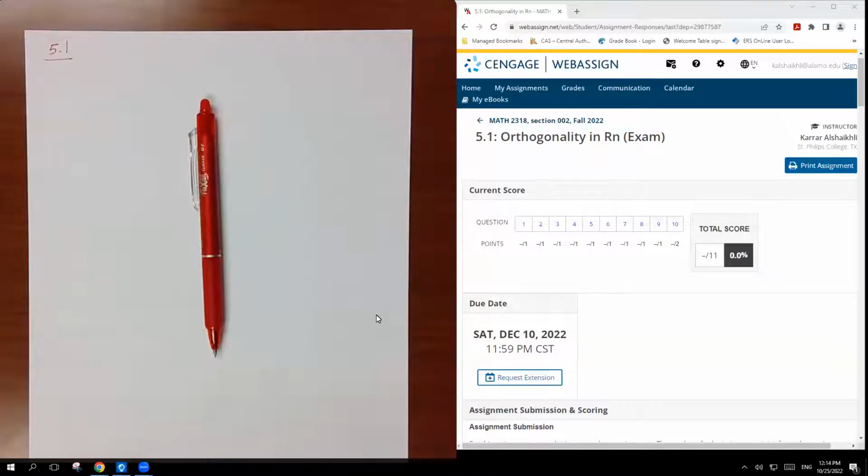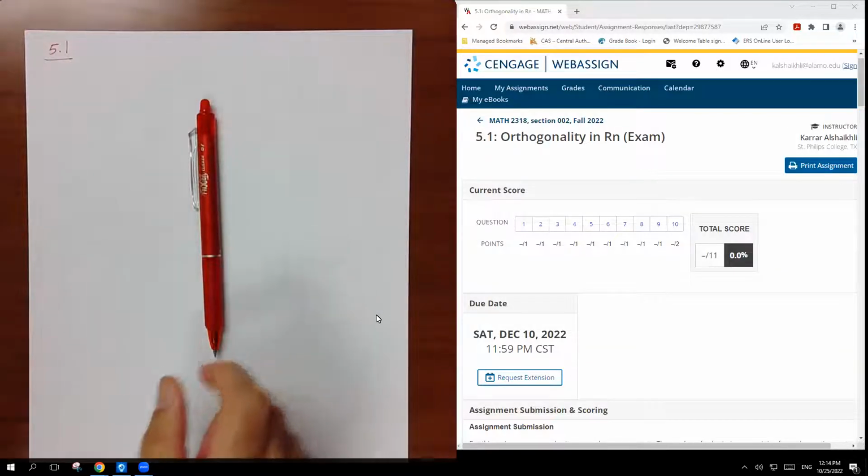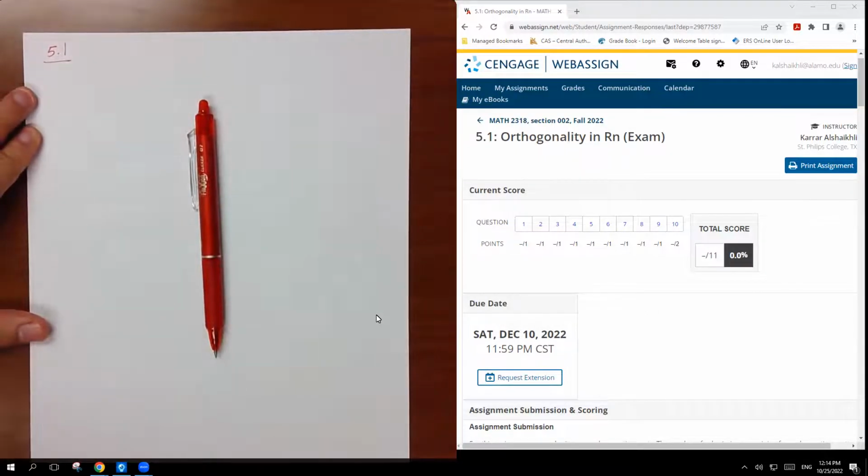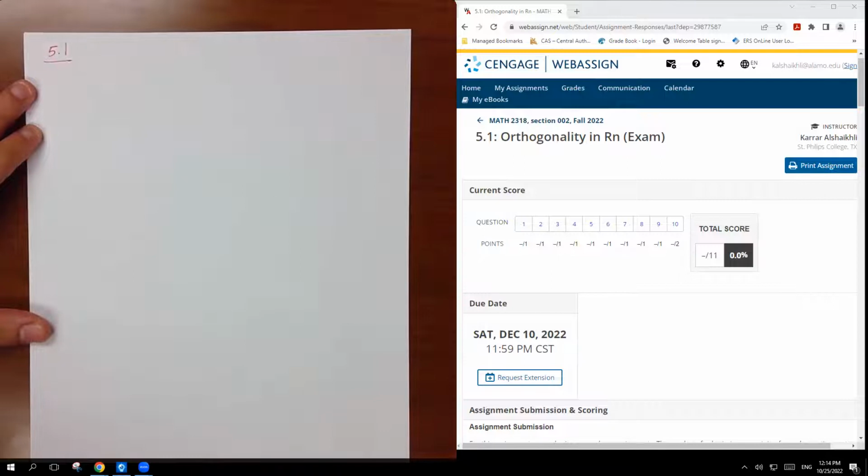So section 5.1, orthogonality. Before we start with the first example, we already know the meaning of orthogonal. If we have two vectors that are orthogonal, that means the dot product of these two vectors is going to be 0. Now, orthogonality means more than one vector: two vectors, three vectors. So we're going to say orthogonal set.